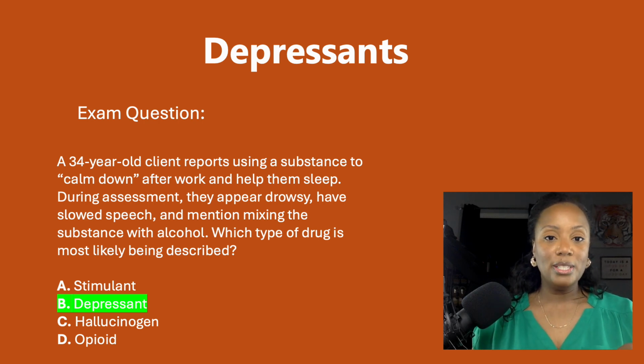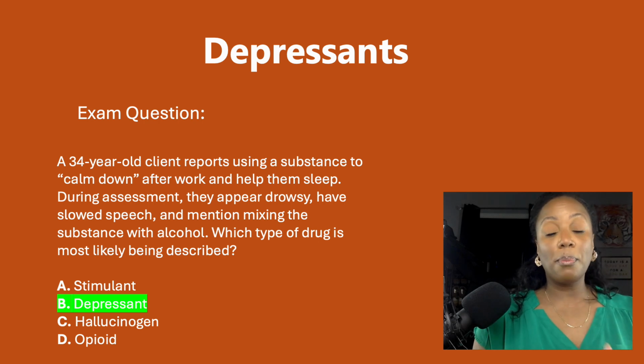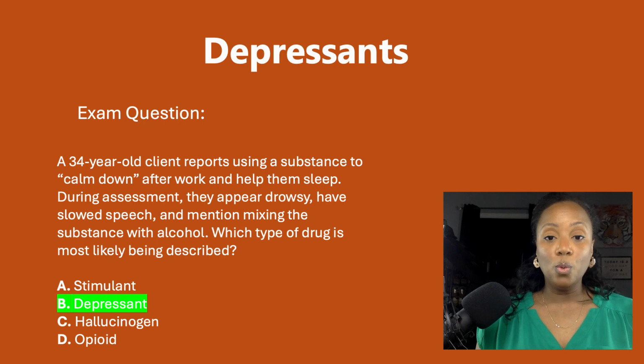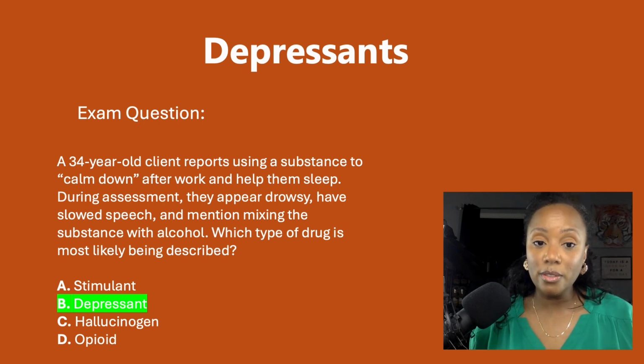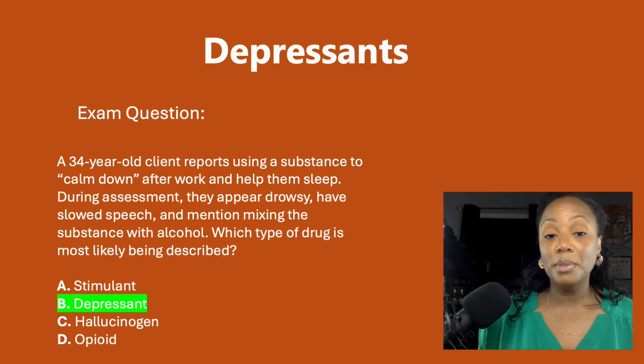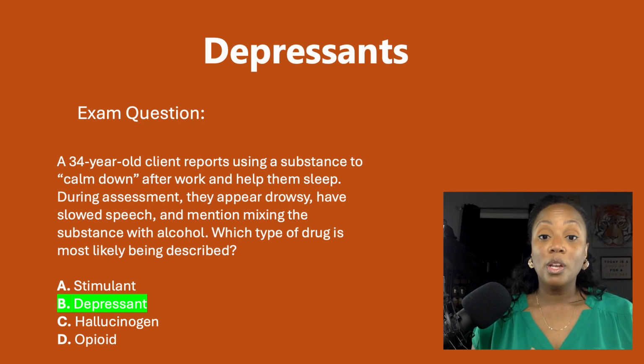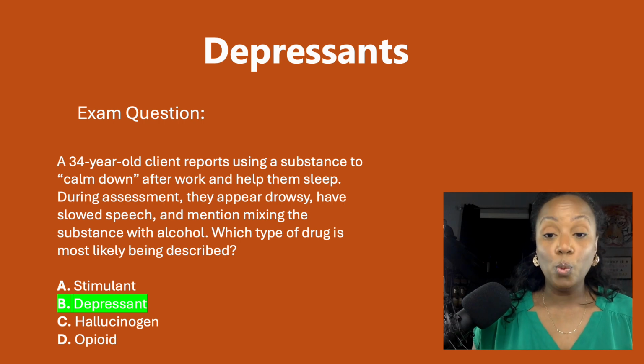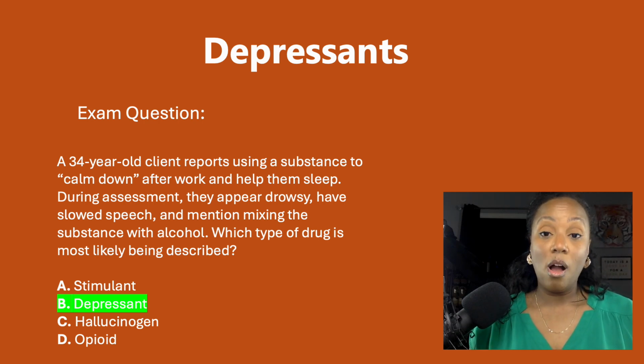Let's break this question down. We see keywords like calm down, help sleep, drowsy, and slowed speech. They all point to the depressant category. Also, we know that depressants slow down the nervous system, and it also mentions mixing alcohol with a depressant, which increases the overdose risk. Also, another clue that you may see on your exam.